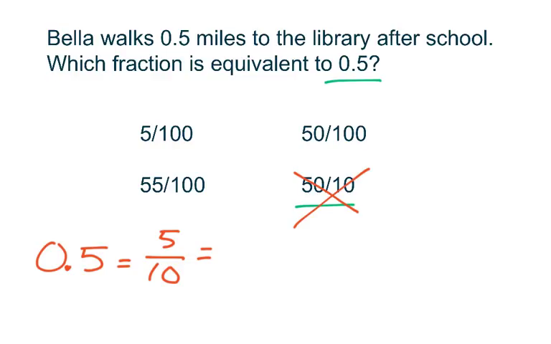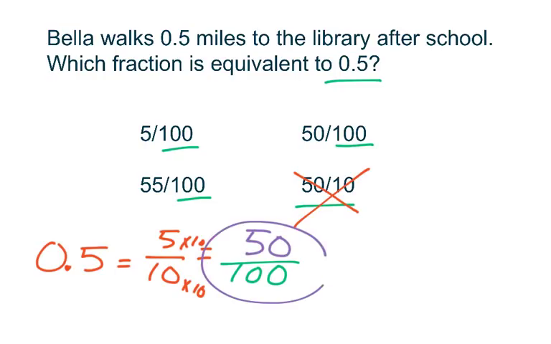And notice how my other options have 100 in my denominator. So I need to think about an equivalent fraction that has 100 in my denominator. When I multiply my denominator times 10 and my numerator times 10, I end up with 50 hundredths, and that would be my answer. So right there, 50 hundredths is the fraction that's equivalent to 5/10.